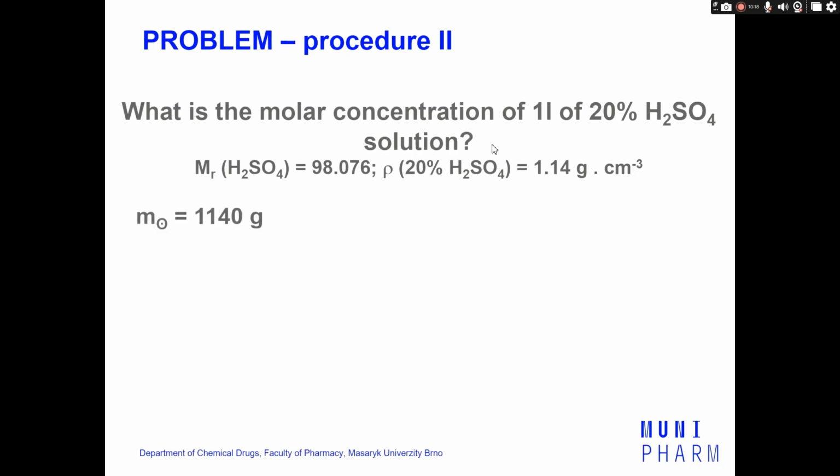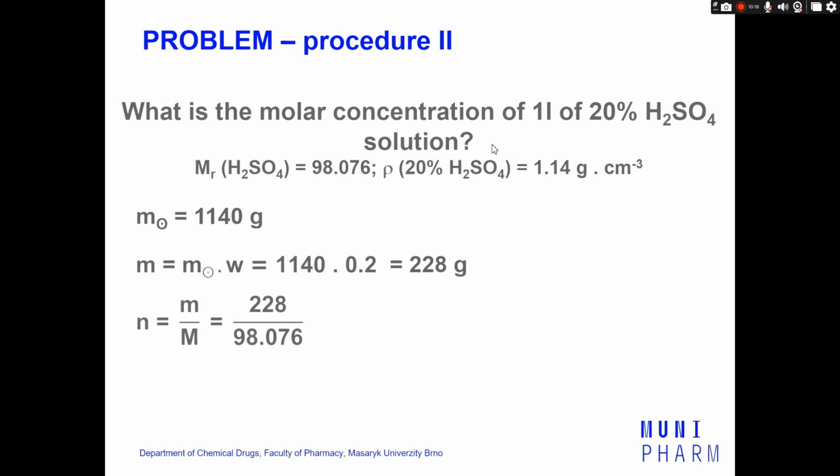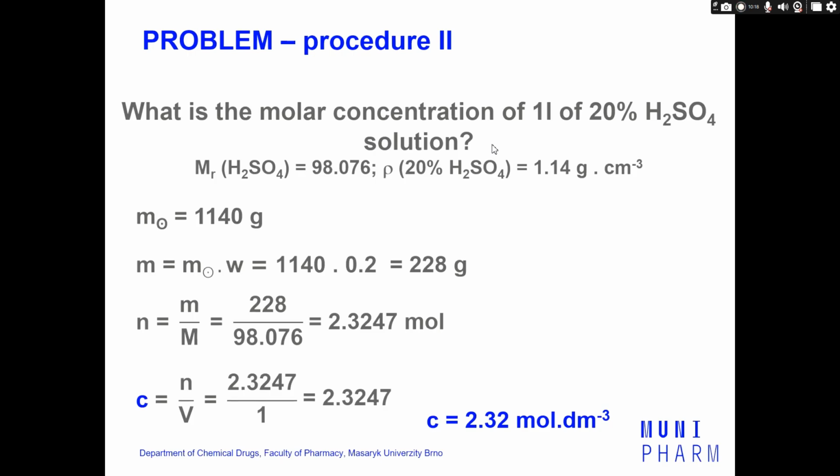Here we have it in numbers. The mass of the whole solution is 1140 grams. The mass of the pure substance, sulfuric acid, is then 228 grams. The amount of the substance is 2.32 moles, and the molar concentration is 2.32 mole per cubic decimeter.